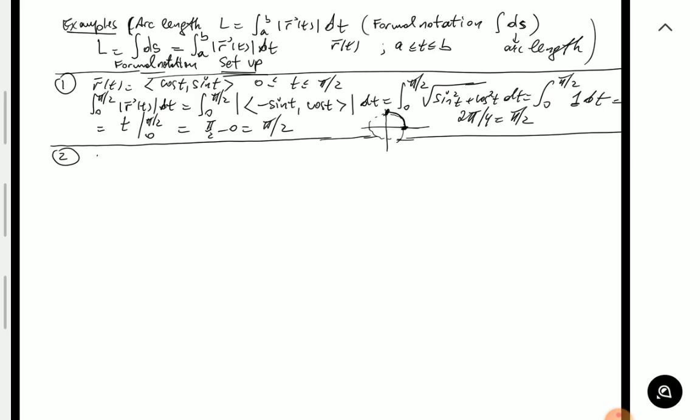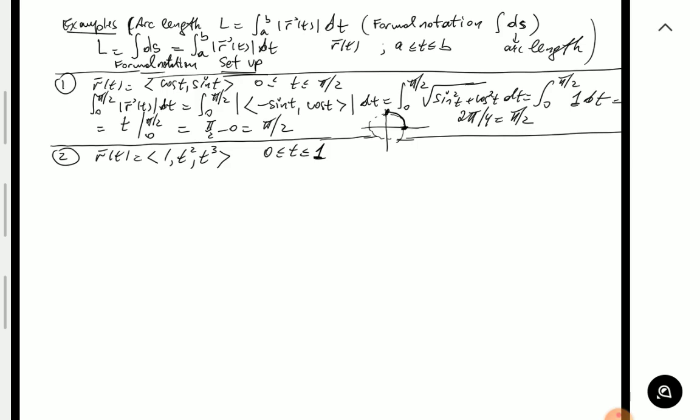Let's say I have a curve given by the components 1, t squared, t cubed, and t between 0 and 1. Whenever I want to save some time in class, 0, 1 is practically the default domain. It tends to be the one that gives you fewer tedious computations in most contexts, depending on the case.